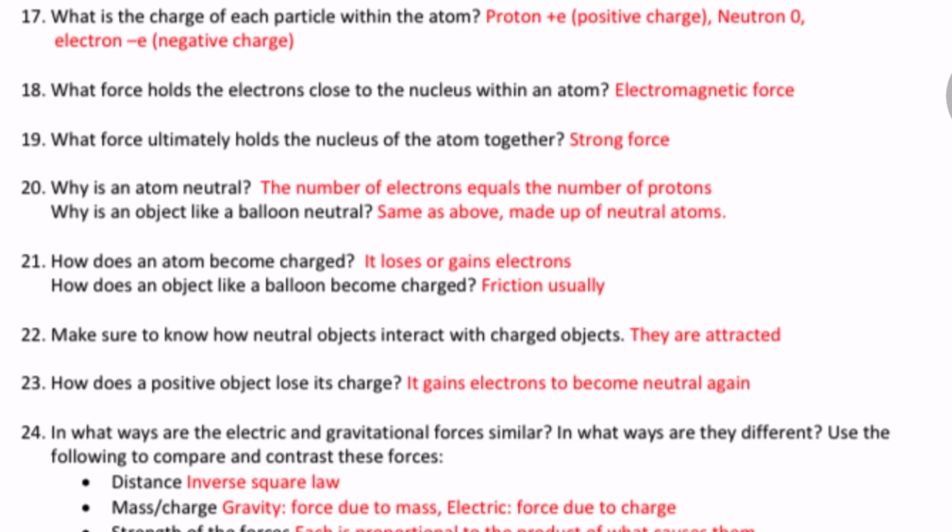What is the charge of each particle within the atom? Proton plus e, positive charge. Neutron is 0 because it's neutral. Electron is negative e, so a negative charge.